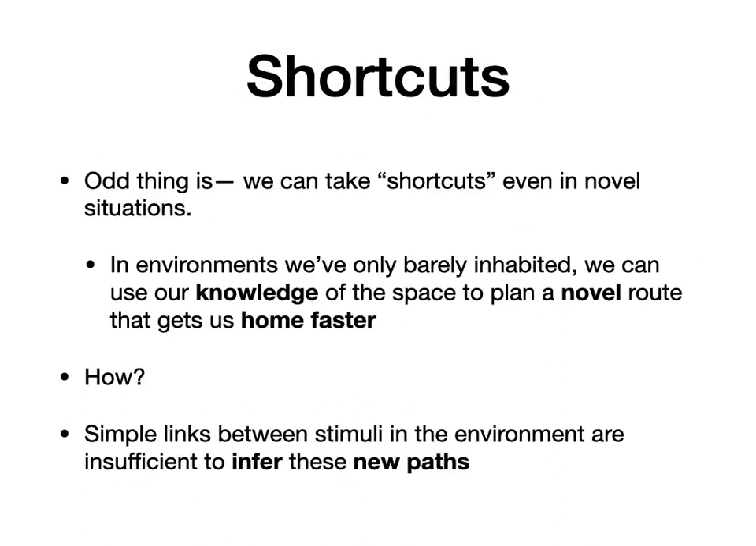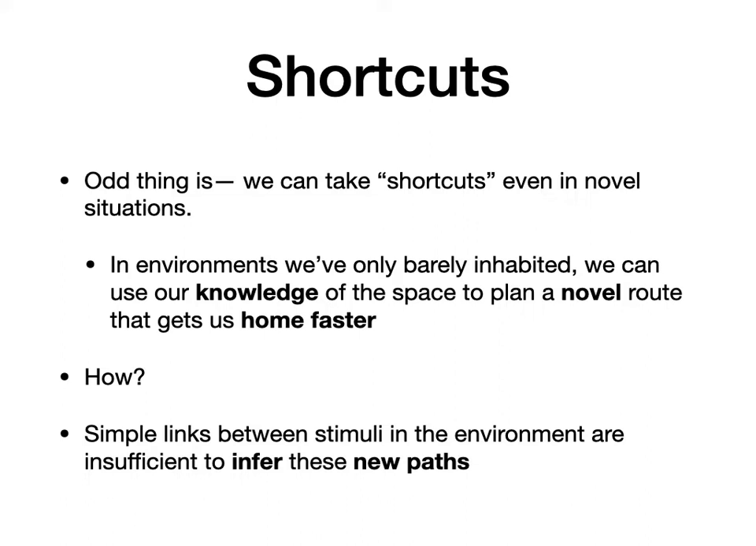So shortcuts, the interesting thing is that you don't have to know a place. You don't have to know a campus for thousands of hours to figure out that there are shortcuts, right? Even in environments that we've barely inhabited at all, we can use our knowledge of the space that we build in more or less real time to plan a novel route that gets us home faster. But the question is, when you're looking at this from the standpoint of the novelty of the brain, right? That's kind of, we've been growing from the raw inputs and outputs up to this more abstract stuff. How do we achieve that?